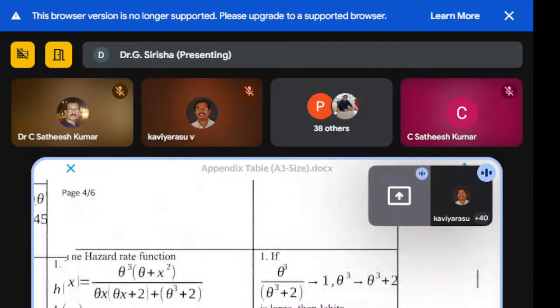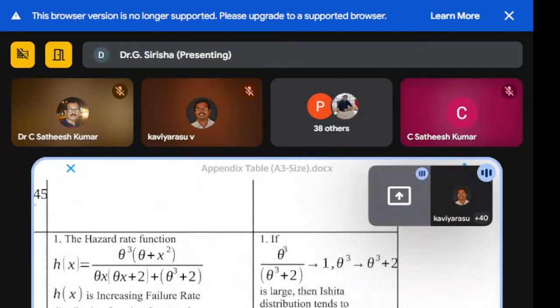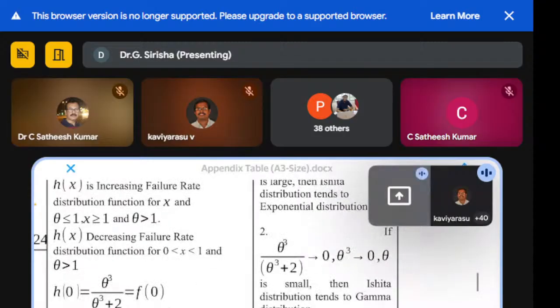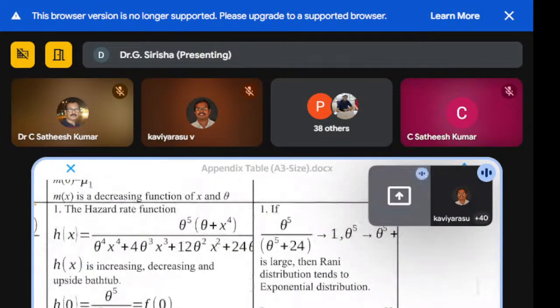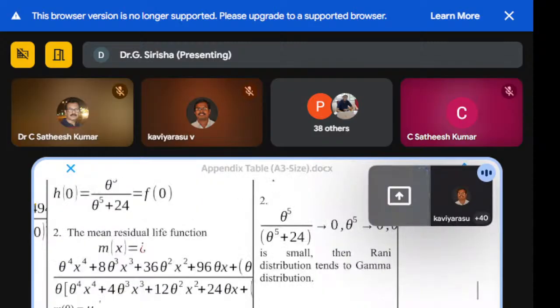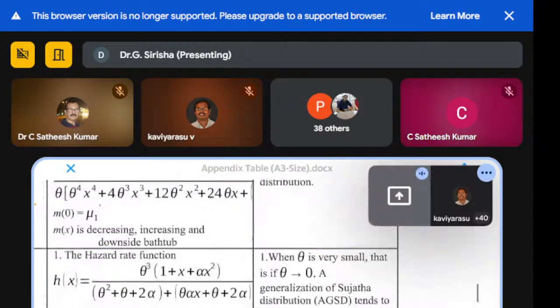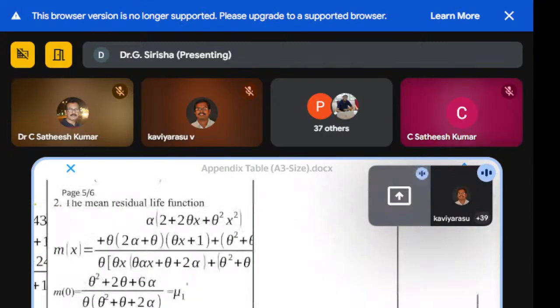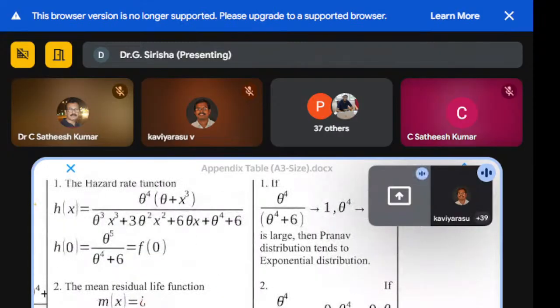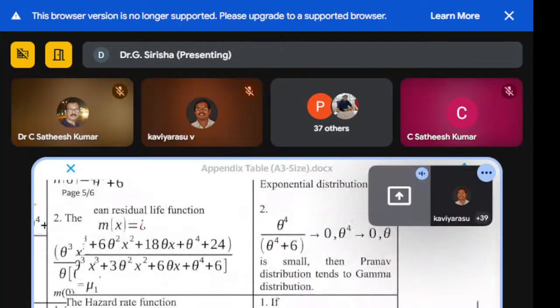In the same way, when theta is large, Ishta distribution tends to exponential, and when theta is small, Ishta distribution tends to gamma distribution. Rani distribution, when theta is large, tends to exponential. When theta is small, gamma distribution. Sujata distribution generalization, when theta is small, tends to gamma distribution. And Pranav distribution, when theta is large, tends to exponential. Theta is small, gamma distribution.